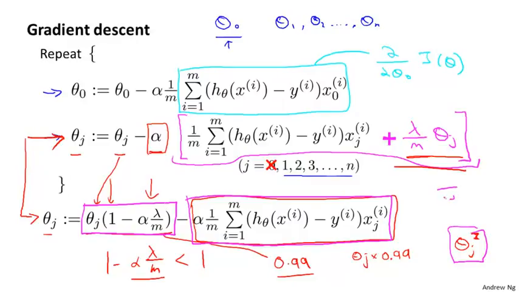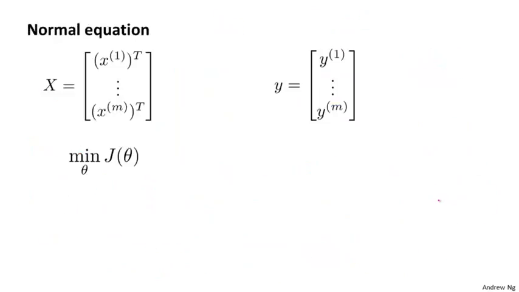Mathematically, what it's doing is exactly gradient descent on the cost function J of theta that we defined on the previous slide that uses the regularization term. Gradient descent was just one of our two algorithms for fitting a linear regression model.